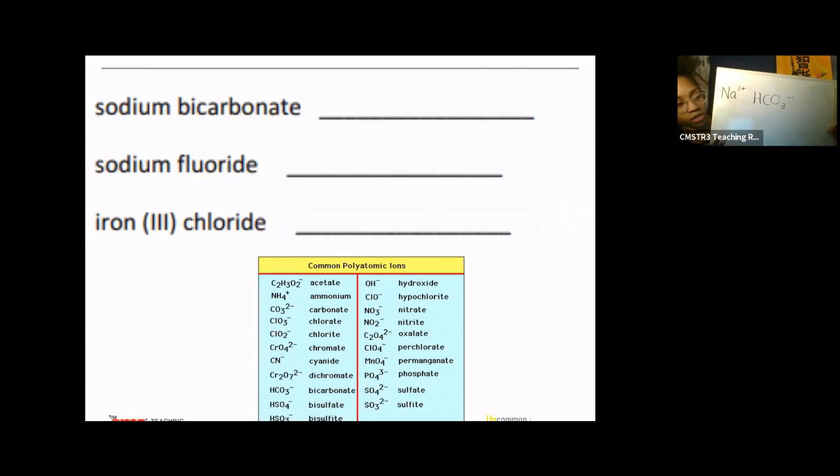To finish this, all you're going to do is swap ones. So we're going to give the 1+ to the bicarbonate. I put this in parentheses, I put a 1 down here. I take the 1- and I give it to sodium. Remember, we don't like to write ones in chemistry, so we're actually going to get rid of them. And so the formula for sodium bicarbonate is NaHCO3 after you get rid of the charges.